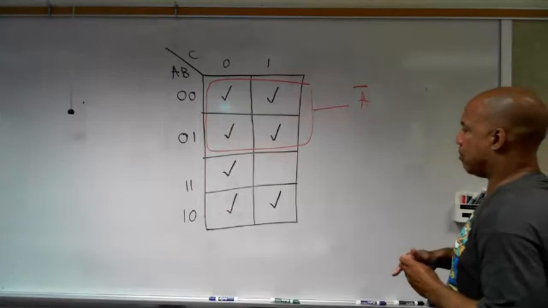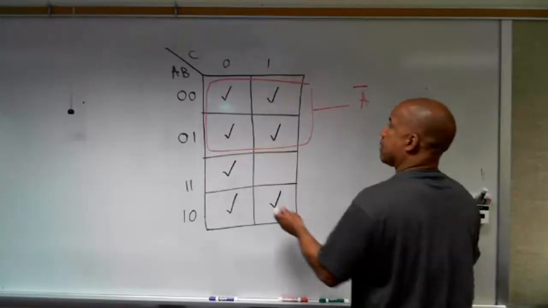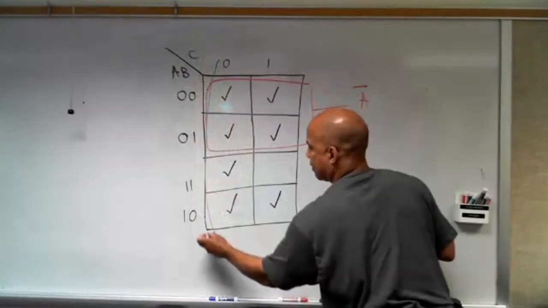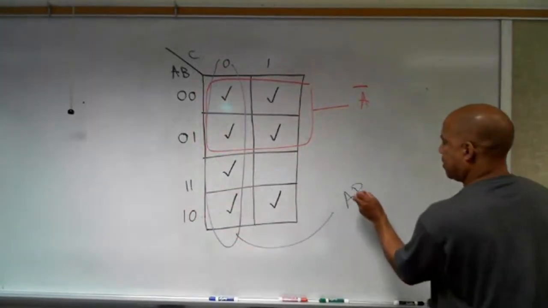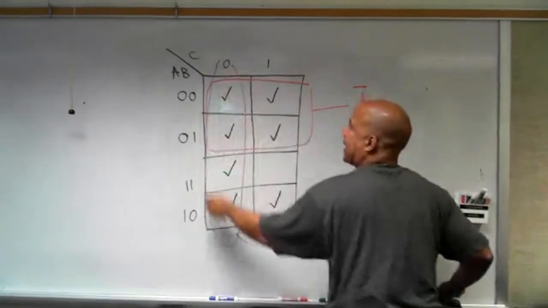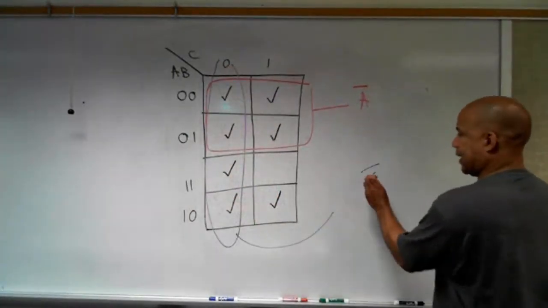What's the other group? Four in a row in that first column. All right, so I've got four right here. That's an easy one to do, because the only thing that's going to stay constant is C. So A and B are gone, and C is a 0, so I've got C naught.